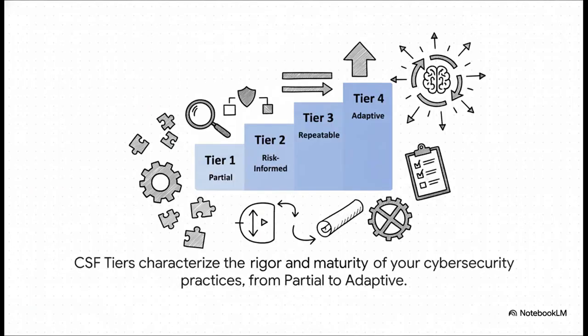And to measure how you're doing, the framework uses these things called tiers. They basically describe how mature your cybersecurity game is. For example, at Tier 1, you might be just reacting to problems as they pop up. But a Tier 4 organization, they're called adaptive. They're actively looking for threats and learning from what's happening across their whole industry to constantly get better.